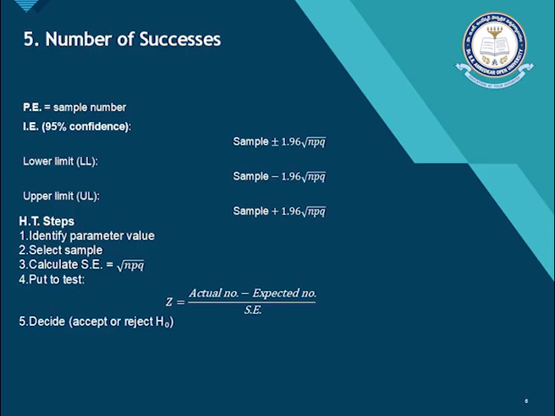Now, depending on whether the difference between the two is statistically significant or not, decide that if the z value is less than the table value 1.96, accept the null hypothesis, otherwise reject the null hypothesis.